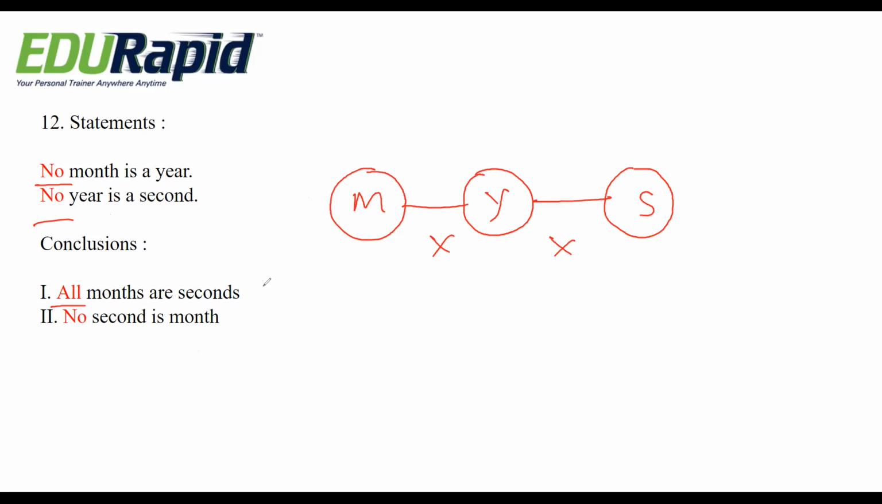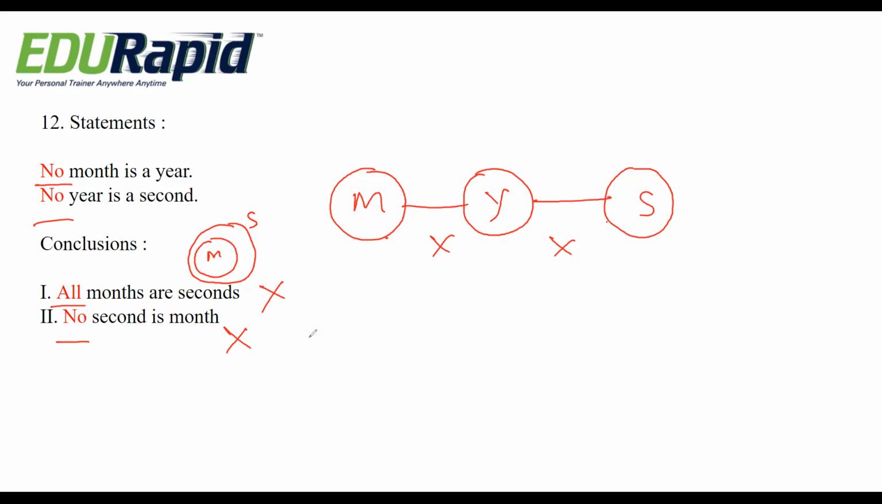All months are seconds. No, it does not follow, because months and seconds are different circles here. They are not connected to each other. All months are seconds means it should be like this, then only it is possible. But here months and seconds are different circles. And the second conclusion, no second is a month. It also does not follow because there may be a possibility that some second can be month. But here they are strictly telling no second is a month.